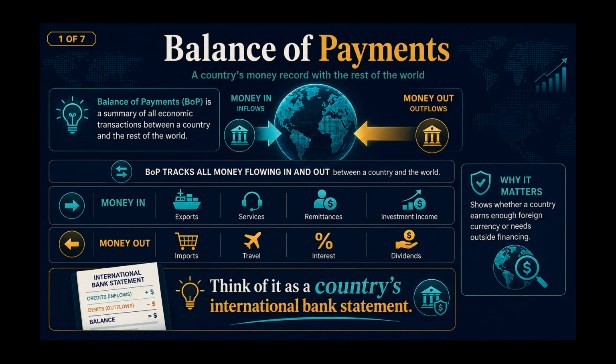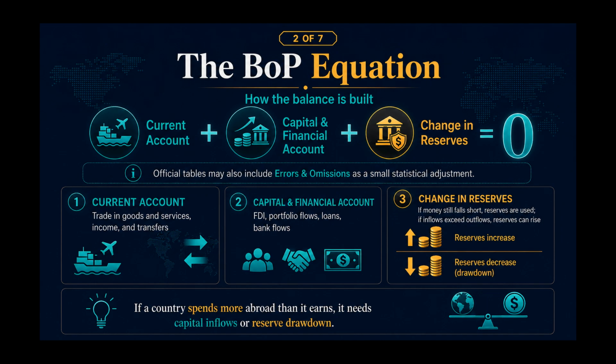Now, why does this matter? Because BOP tells us whether a country is earning enough foreign currency or whether it needs outside financing to pay for its global spending. Now, let's understand the equation behind the balance of payments.